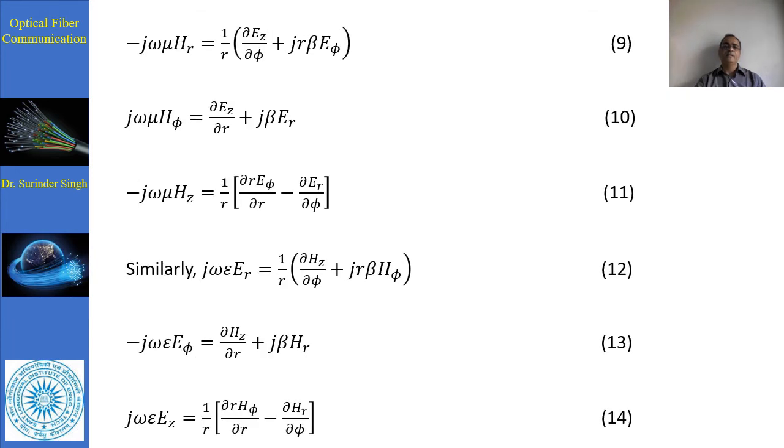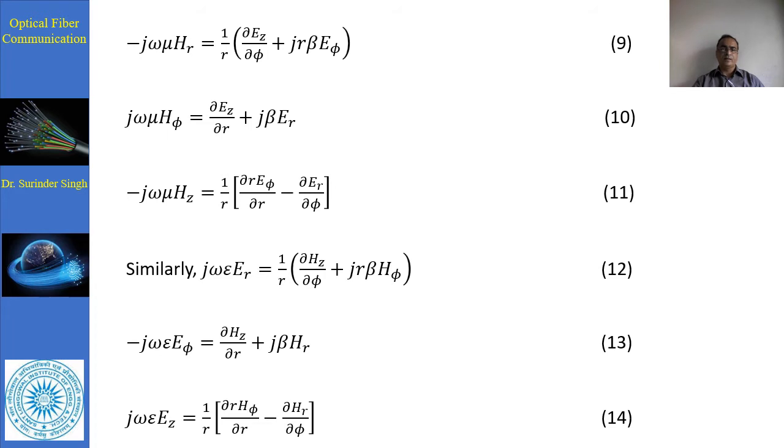Whenever we compare each value of minus j omega mu Hr, j omega mu H phi, and minus j omega mu Hz, these are obtained with the equal value of the right side, that is, the equation of the r vector, phi vector, and z vector. So equations 9, 10, and 11 are obtained.